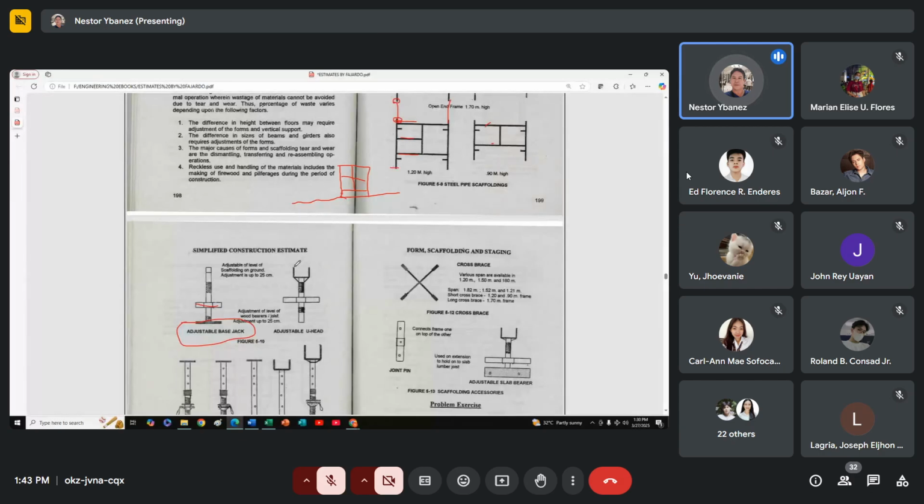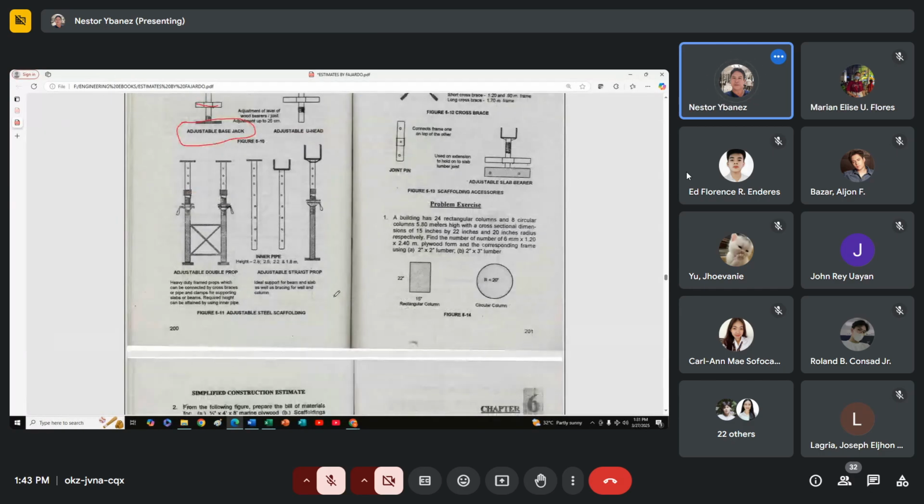This is where the lumber can be held, to support the horizontal. Then it can be adjusted according to the desired height. So these are the things used.